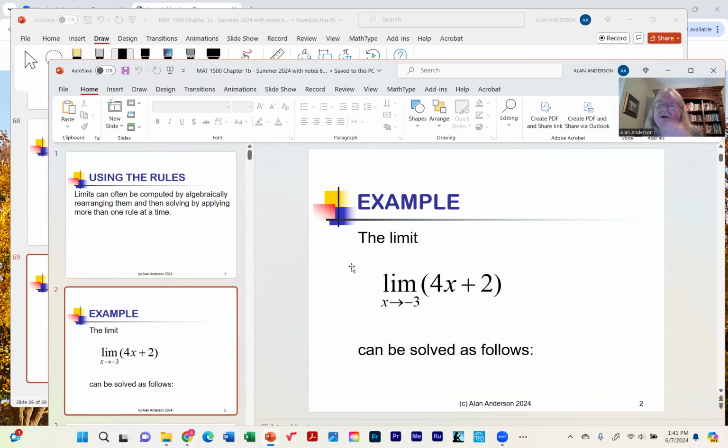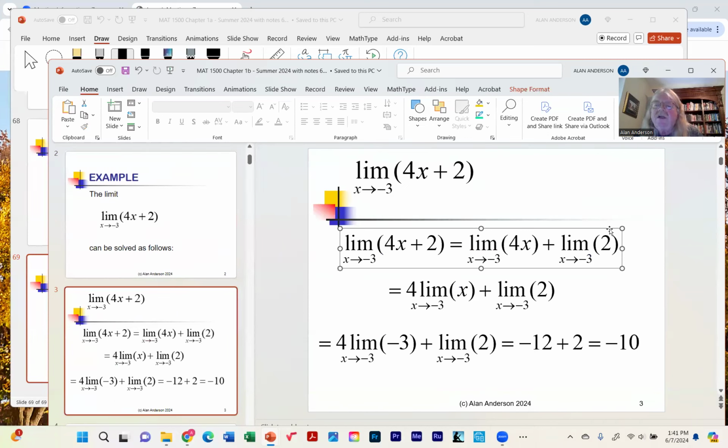For example, this one is going to seem like a breeze compared to what we've been doing. The limit as x approaches -3 of 4x plus 2. We can break it up first into a sum of 2 limits. Let's put this up here to remind ourselves where we started. The limit as x goes to -3 of 4x plus the limit as x approaches -3 of 2, sorry. And then I've factored out the 4. So that's where this comes from. This stays the same because it's a constant.